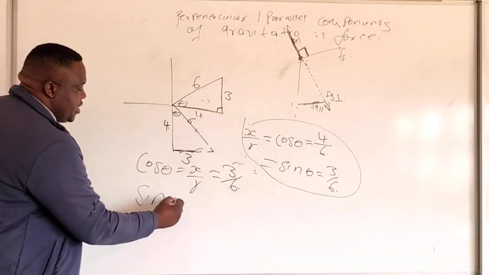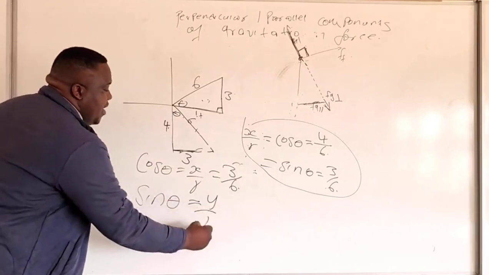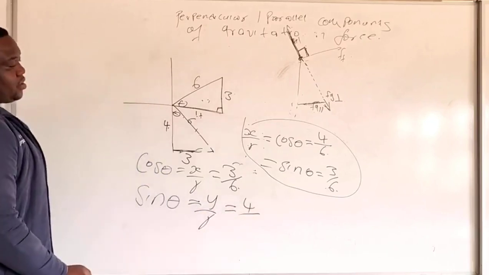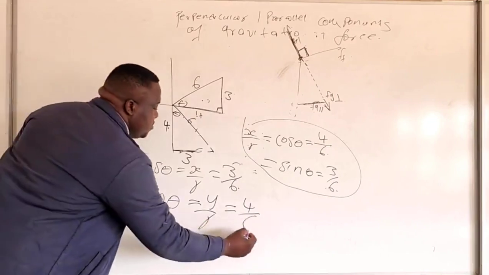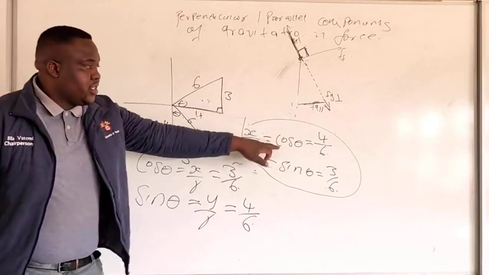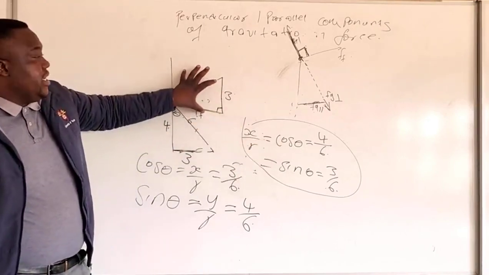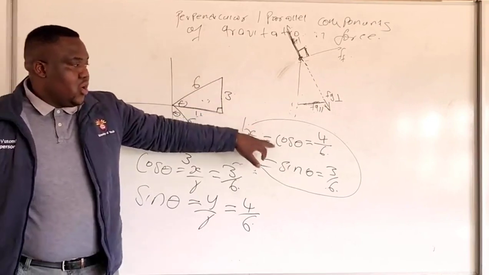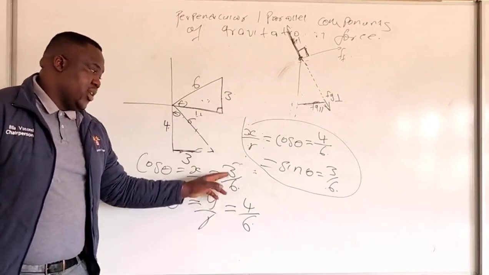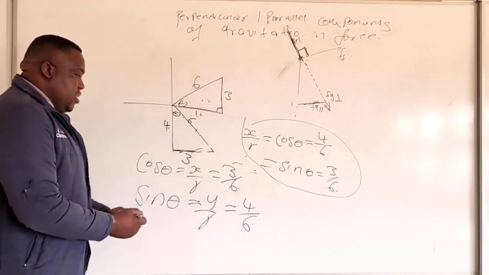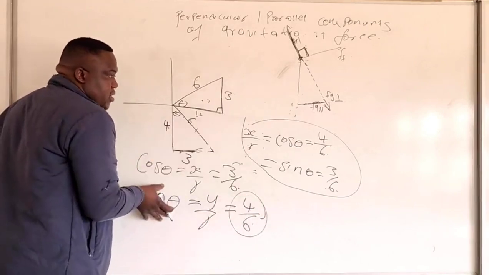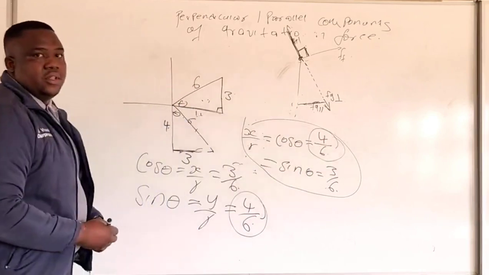Then for sine, let us check. Sine theta is equal to y over r. Which one is y? Y is 4, so we're going to have 4 over 6. Okay, let us compare the two. At first, when the triangle is here, cos is 4 over 6. But when we shift the triangle, cos is 3 over 6. Meaning that 4 over 6 is sine for this triangle, and for the other triangle it is cos.